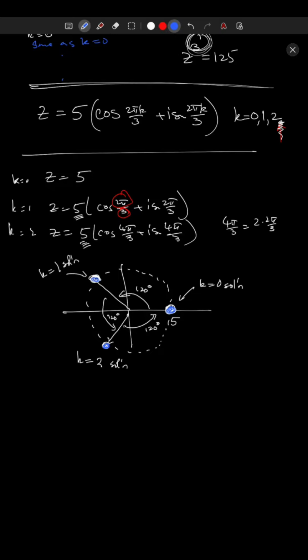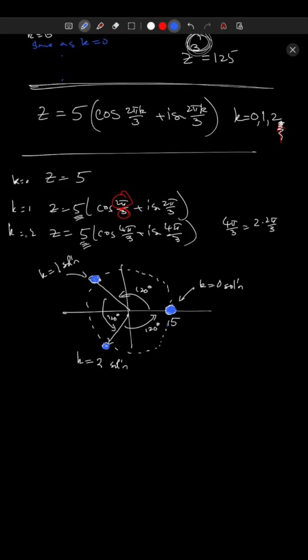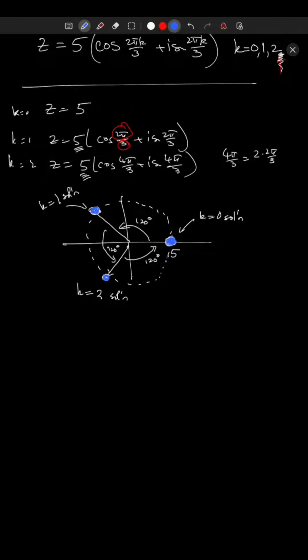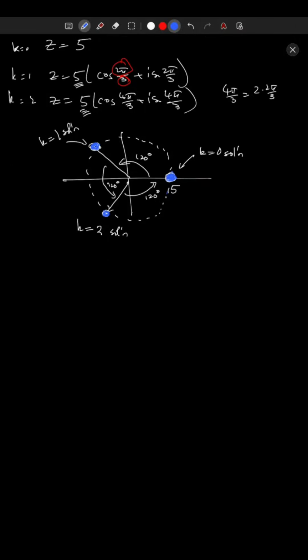K equals 3 would be a rotation of another 120 degrees. That would be back here. K equals 4 would be a rotation of another 120. That would be here. K equals 5. K equals 6 comes back. So every time you rotate 120 degrees, that's giving you another solution. But of course, because you're repeating a lot, there's actually only 3. Okay. So very symmetric, the picture of these solutions.